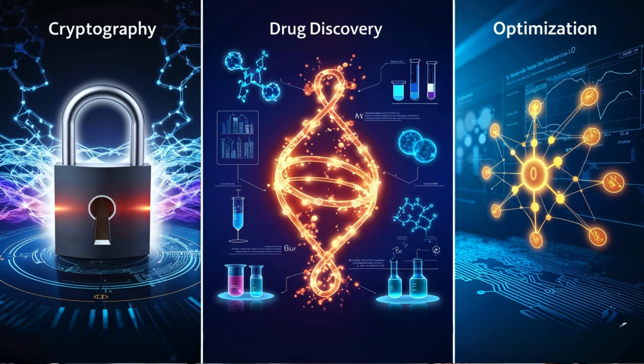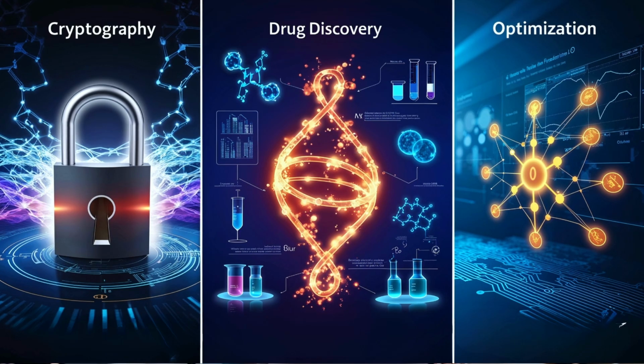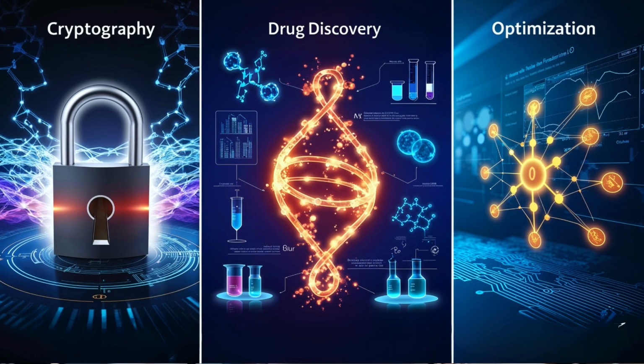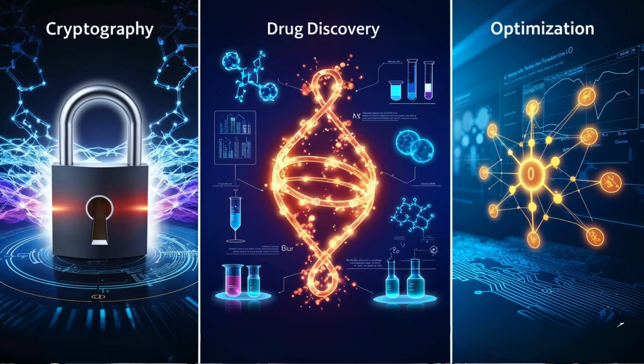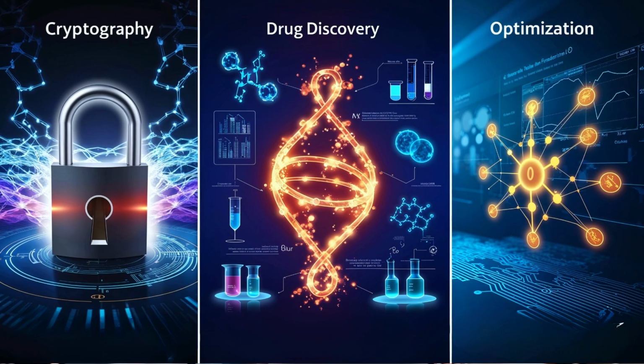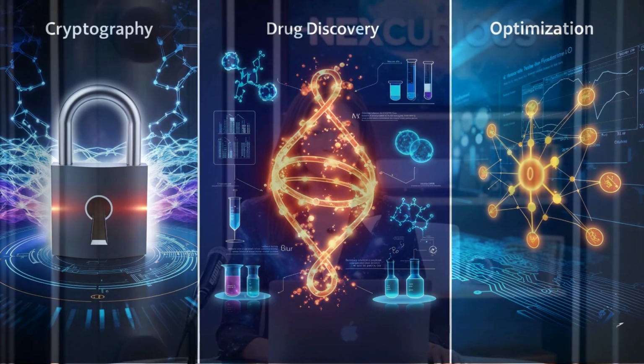Next, consider drug discovery. Developing new medicines involves simulating molecular interactions at an atomic level. A quantum computer can simulate these interactions with incredible precision, potentially leading to faster and more effective treatments. Then there's optimization. From logistics and supply chains to finance, quantum computers could optimize complex systems by rapidly analyzing countless scenarios to find the best possible solution.